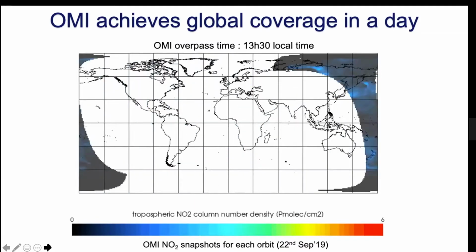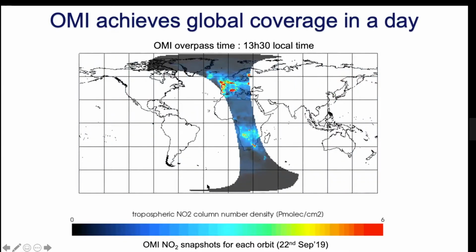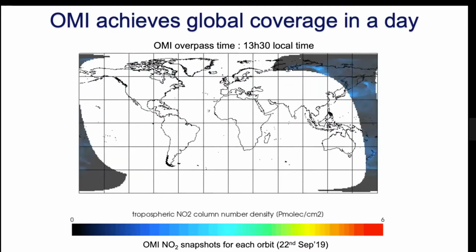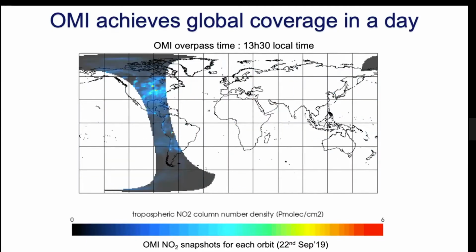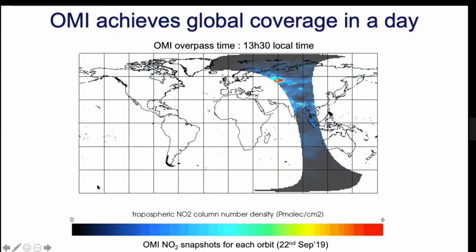So in a day, it takes roughly 14 to 15 orbits. And here in this animation, you see the different snapshots where each snapshot is one complete orbit. So it takes roughly 1 day to get the global coverage from satellites.